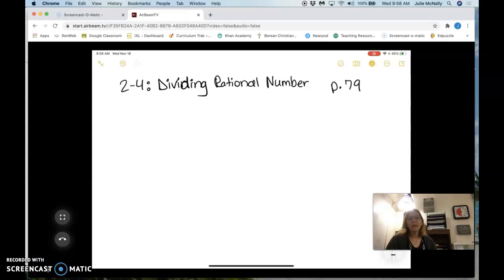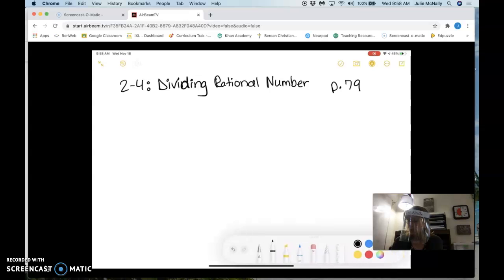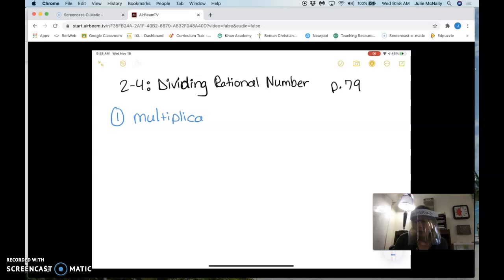Okay, today we're talking about dividing rational numbers. And there's a couple of vocab things I need you to know before we start working on problems. So number one is a big fancy word called multiplicative inverse.